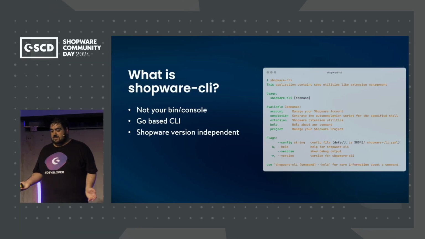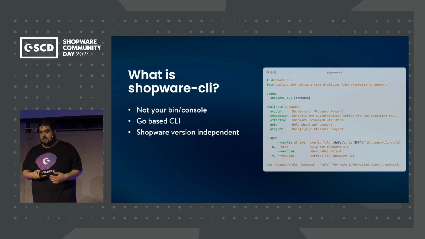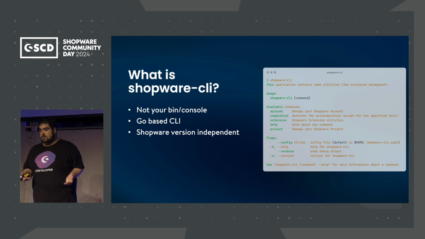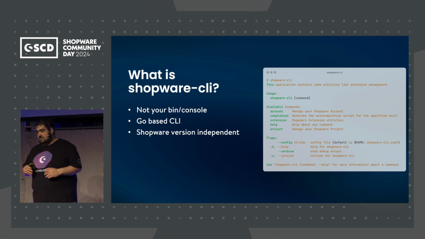So, what is Shopware-cli? First of all, it's of course a CLI, a command line application, so you can run it in the terminal and automate stuff. Of course, it's not the bin console application you normally have in your Shopware project. It's a completely different application. It's Go-based. It's Shopware version independent, so you can use the same Shopware CLI version for any of your projects. And nowadays, it's also pre-installed by some hosters, so you can directly go on and use it.